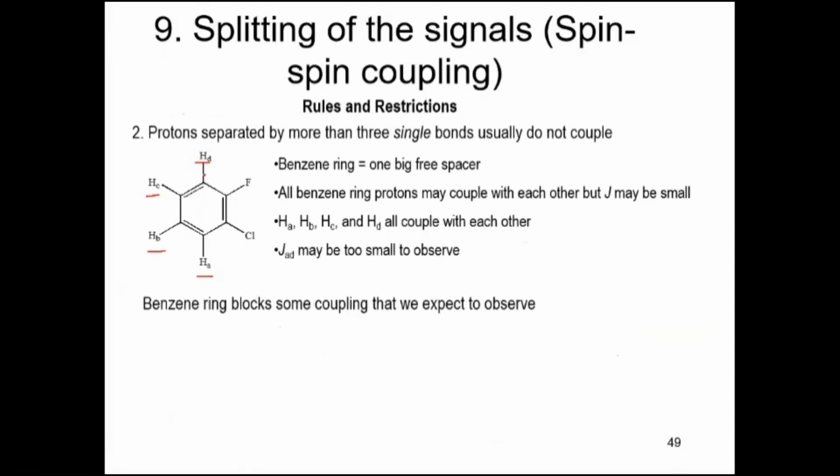Benzene ring blocks some coupling that we may expect to observe. Let us see one example. Observe the diagram, observe the structure. One may expect that since we are not counting this bond because it is a pi bond, the hydrogen separated over here is bond number 1, bond number 2, and the third bond is between carbon and hydrogen. This is bond number 3. So this hydrogen and this hydrogen should couple, but it is observed that this coupling is blocked. Even this coupling is also blocked between CH3 and CH2.